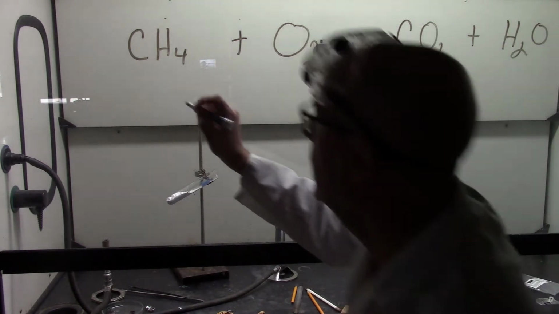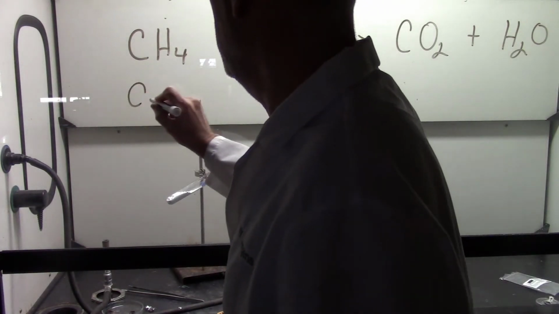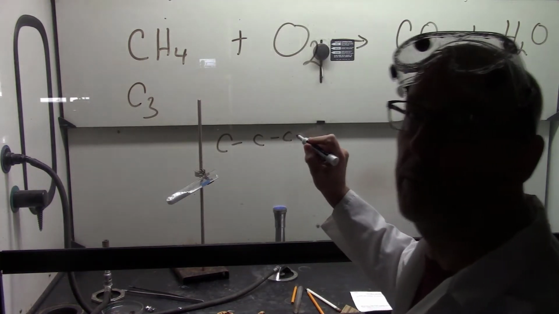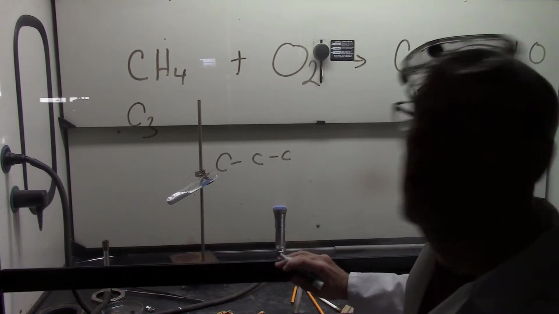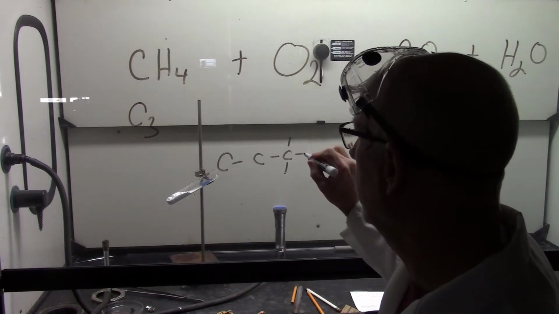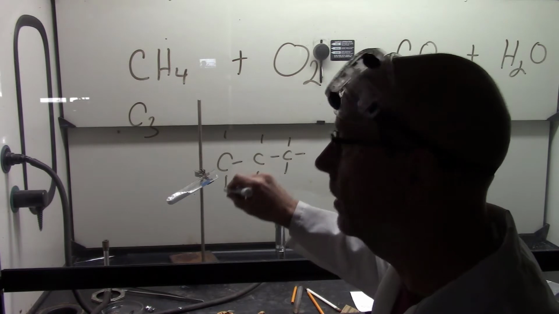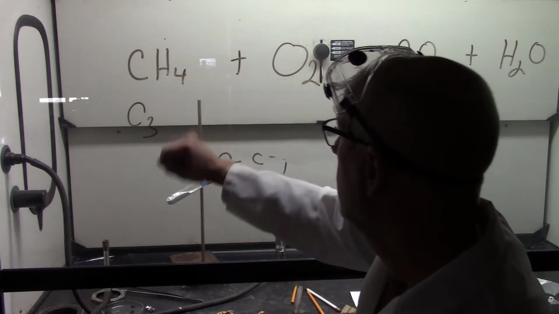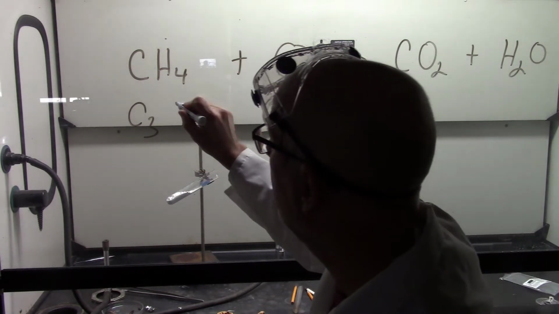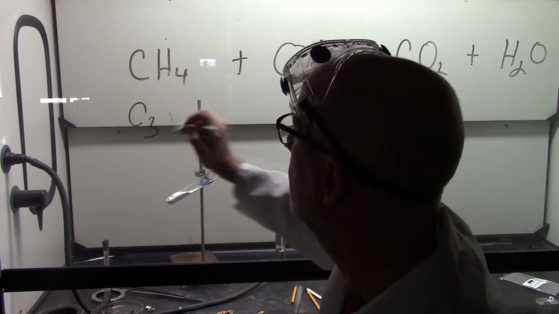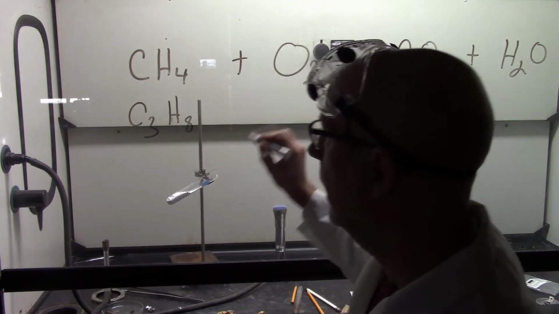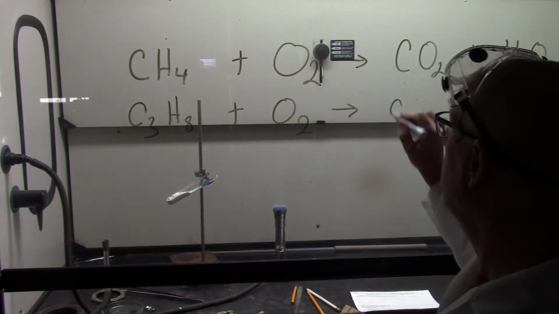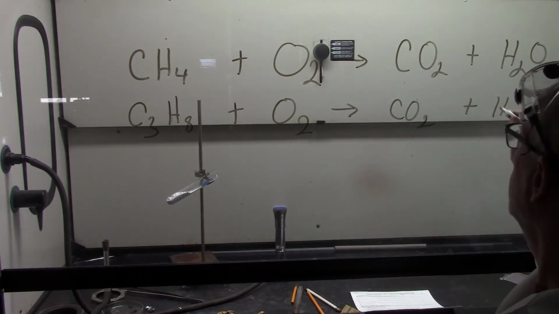The other reaction is propane, so that's C3. Now if you think about carbon bonded to carbon bonded to carbon, each carbon makes 4 bonds, so you'd have an H and an H and an H, another H, another H, another H, another H, another H. So 1, 2, 3, 4, 5, 6, 7, 8 hydrogens. So that makes sense. C3H8. And it's burning too. This propane is burning with oxygen, and it's making CO2 and H2O.